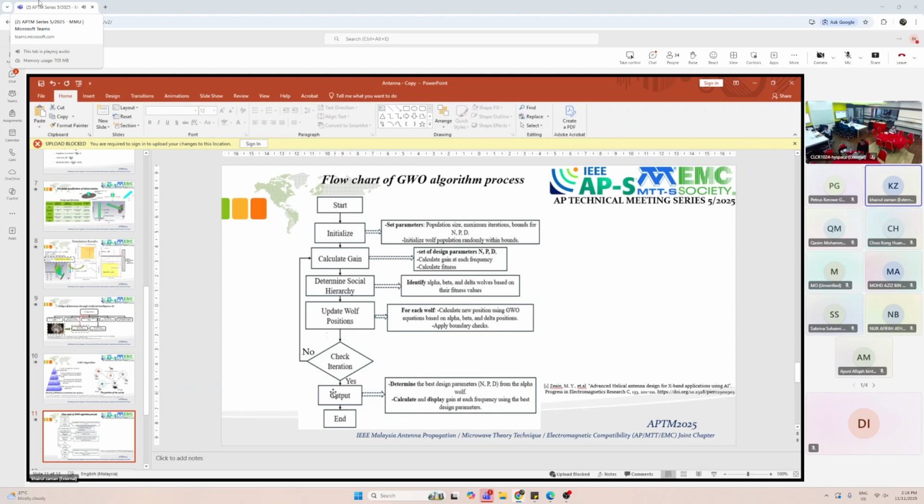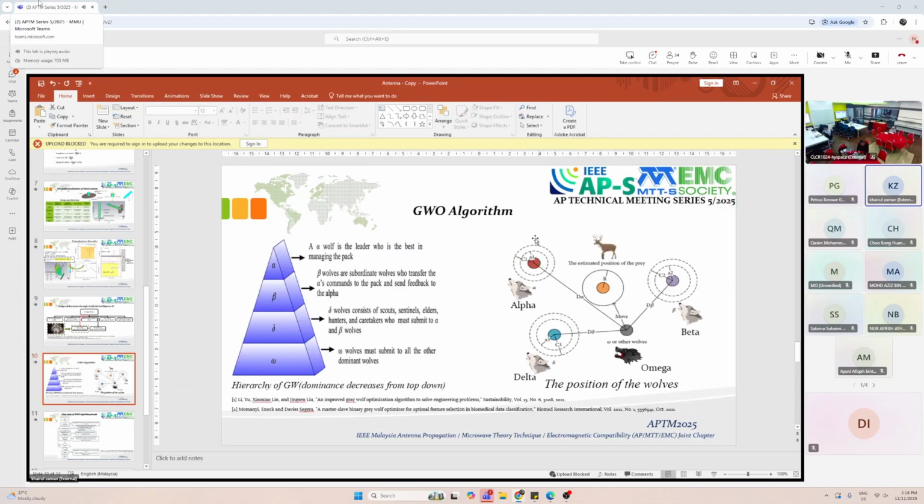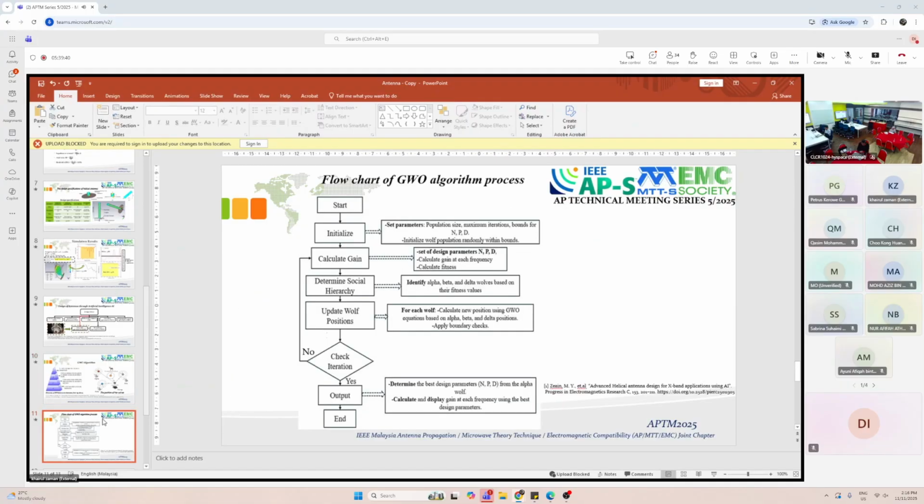And then the next step is output. Determine the best design parameter N, B, and D from the alpha wolf, which, as I mentioned here, alpha wolf is the leader. So the alpha wolf will come out with a new value or updated value for N, B, and D.